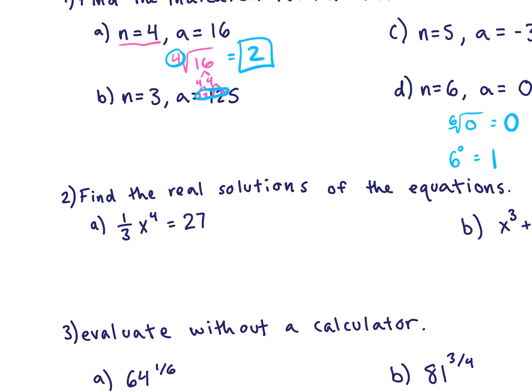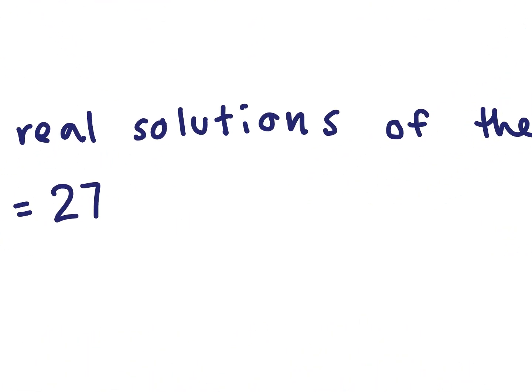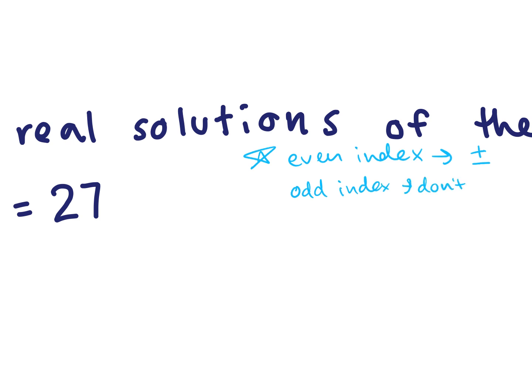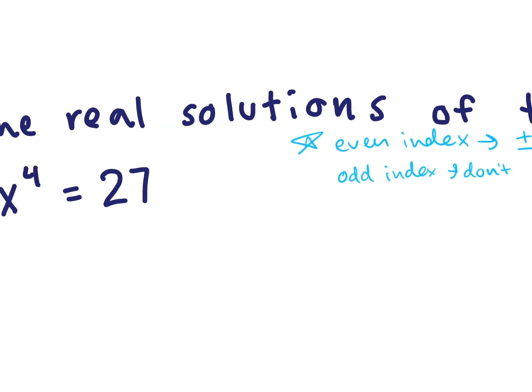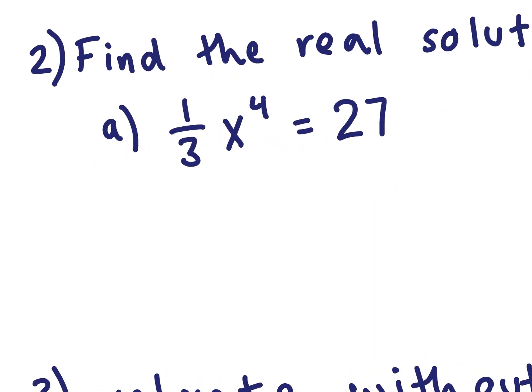All right. The next part we are solving. We're solving for x. So when solving for x, if it's an even index, you have to do plus or minus. Odd index, you don't. So even index needs your plus or minus in your answer. So let's look at A. What would I do first to solve for x here?